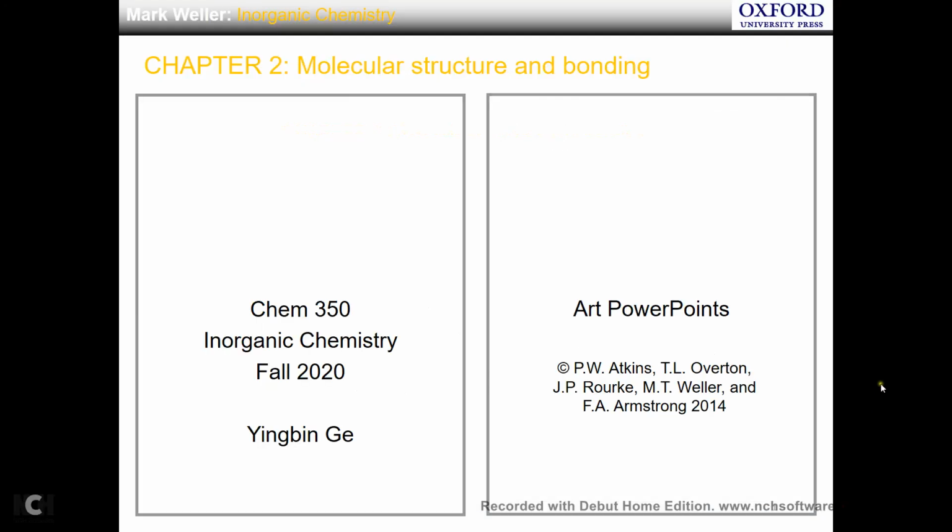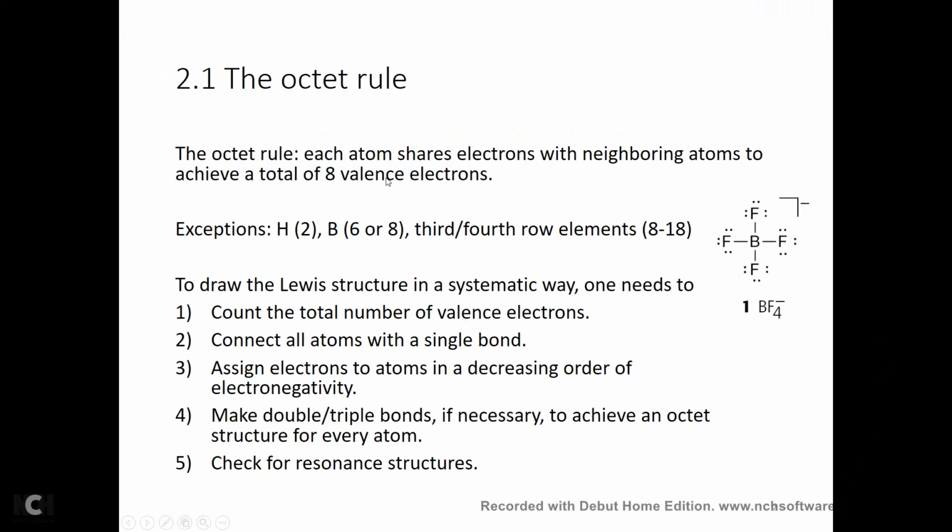This is Inorganic Chemistry, Chapter 2, Molecular Structure and Bonding. Section 2.1, the Octet Rule. Each atom shares electrons with neighboring atoms to achieve a total of 8 valence electrons. This is the Octet Rule.